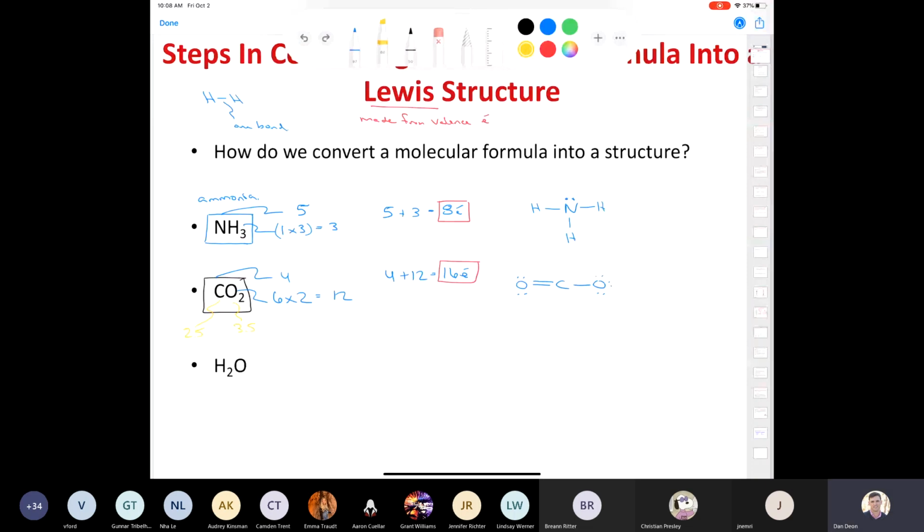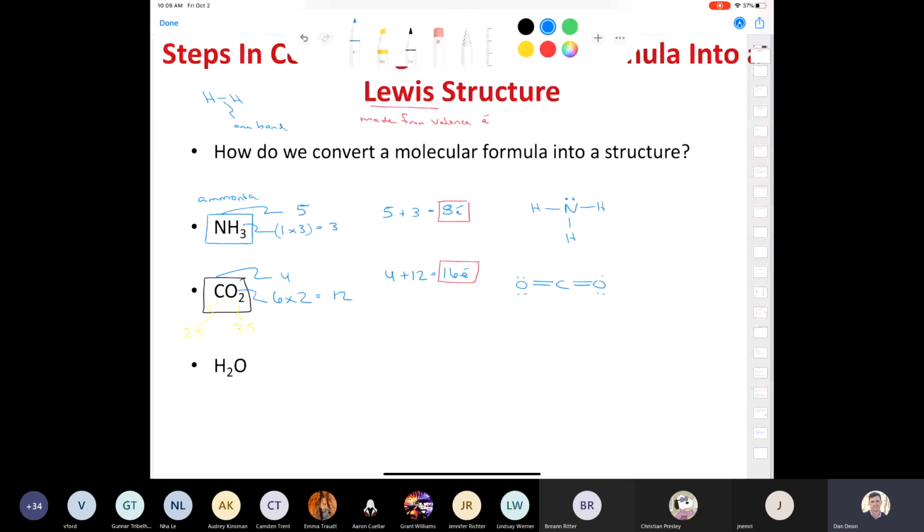Yes or no? The answer is no. The carbon only sees 6 electrons, one from each bond, and there's 1, 2, 3 bonds. So what can I do? That means that I'm going to have to keep moving this around. I'm going to move those 2 electrons on the oxygen on the right and make another bond.